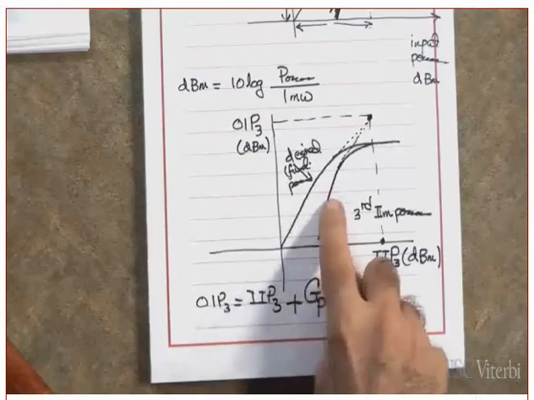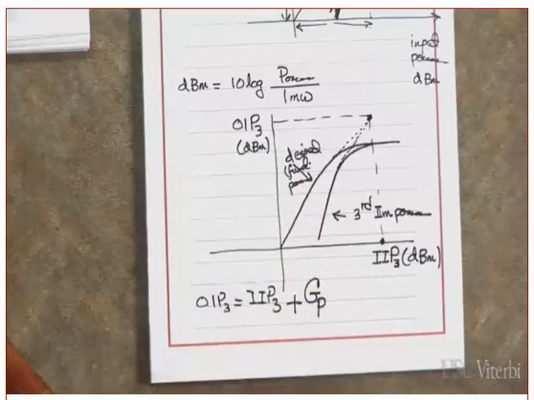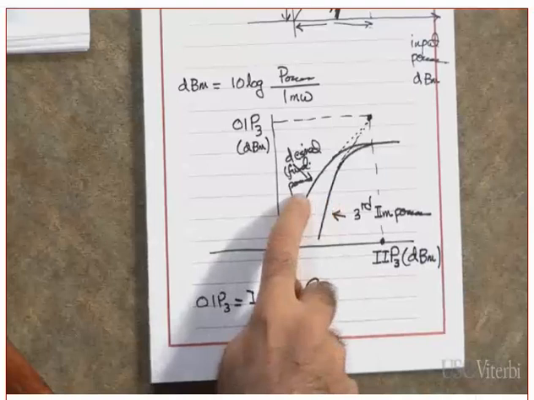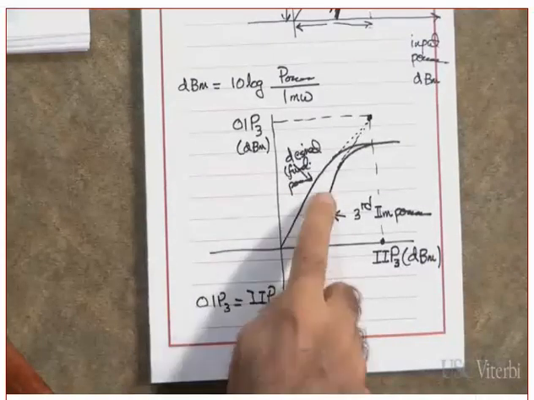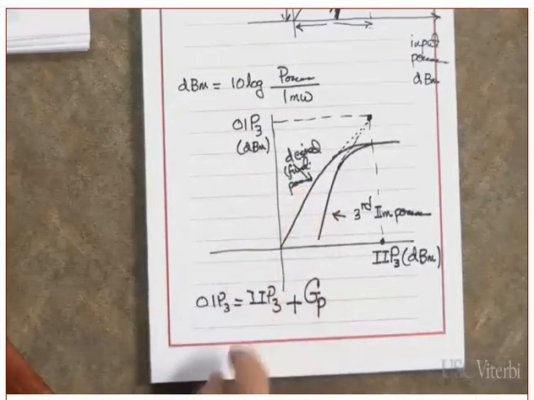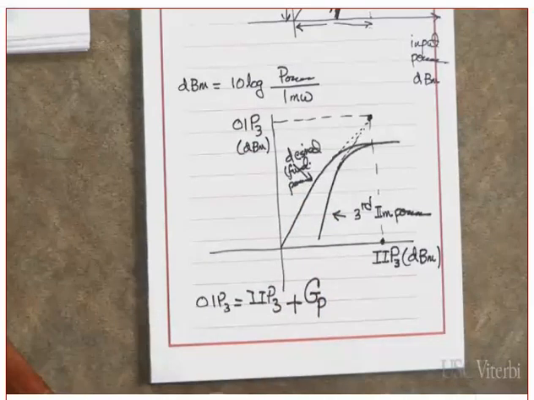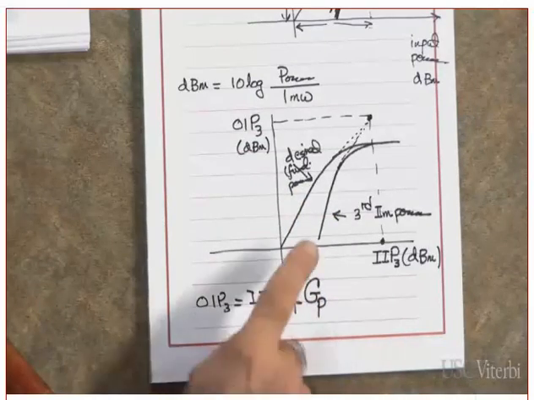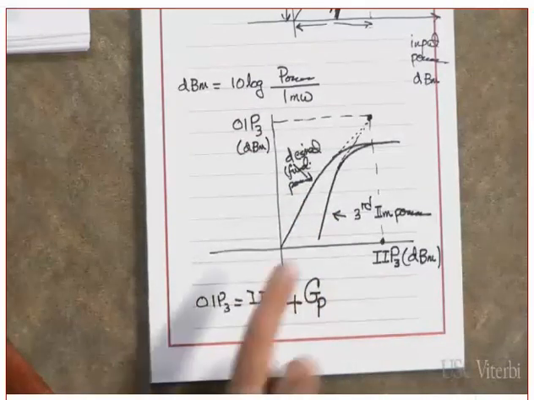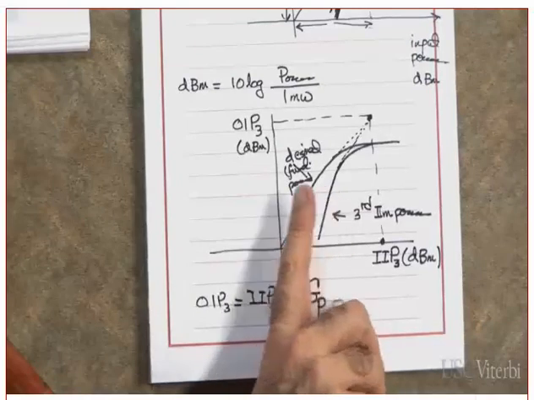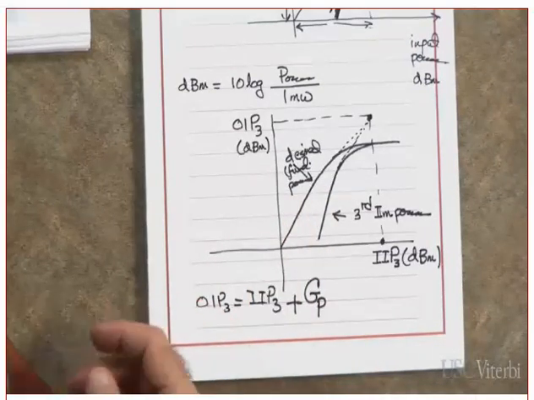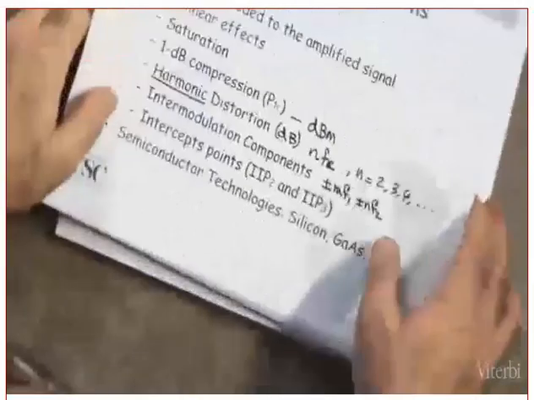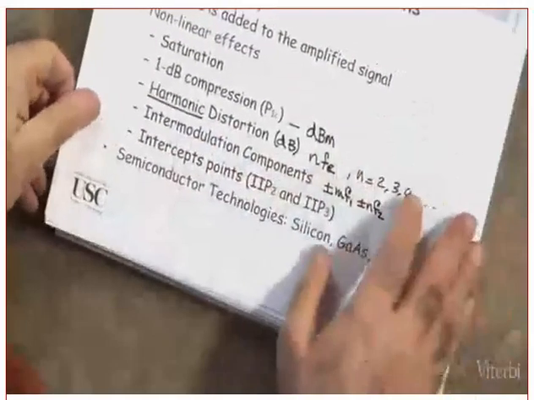What is the slope of this one with respect to this one? 3. Are you following or not? That's 3 times the slope of this one. Why? Because this one is a third order intermod. If I want IIP2, how would the line look like? The slope is somewhere between this one and this one. Clear? Okay. We'll look at both of these shortly. And of course, you need to specify what technology you are.